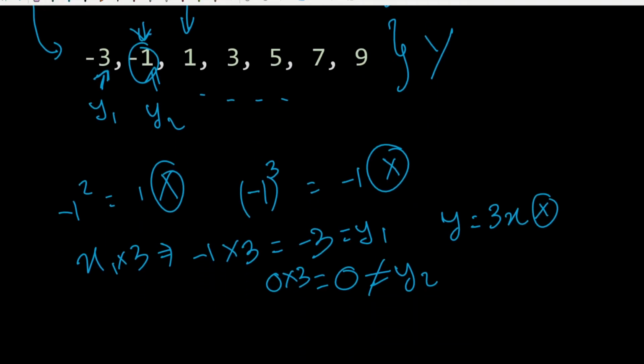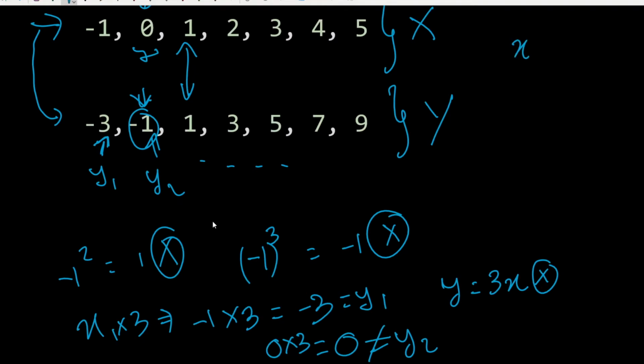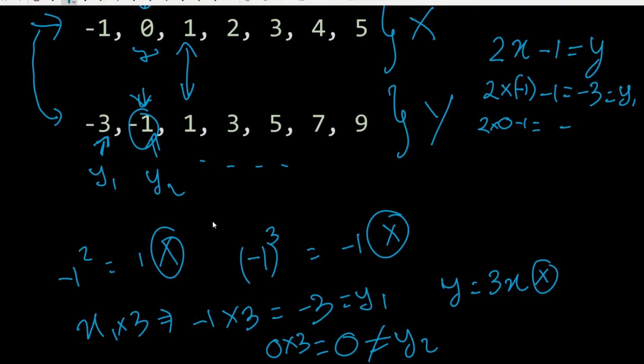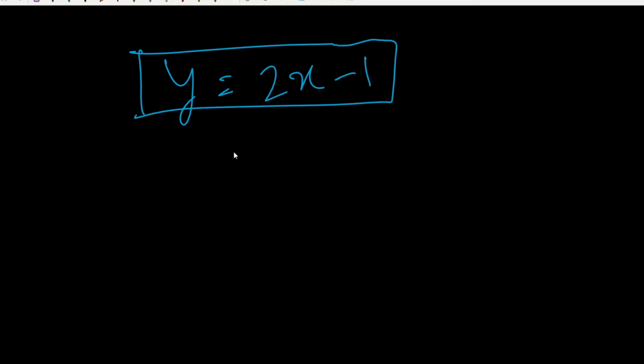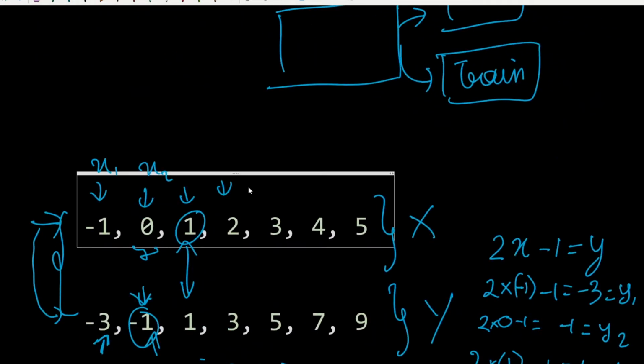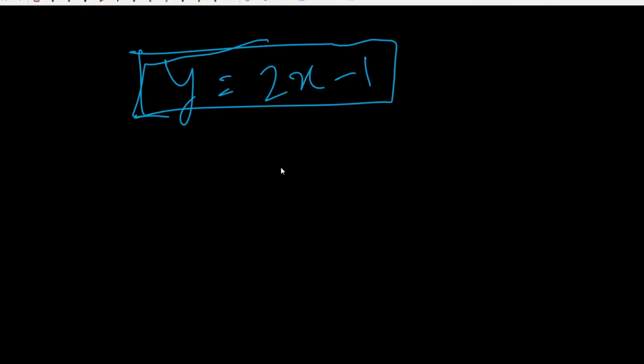So after further hit and trial, I can say that if I multiply my x by 2 and subtract 1 from it, I will get y. So when my x is -1, I multiply it by 2 and then subtract 1 from it, I will get -3, which is equal to y1. If my x is 0, so 2 multiplied by 0 minus 1 is equal to -1, which is equal to y2. And when I take x3, so 2 multiplied by x3, which is 1, minus 1 is going to give me 1, which is equal to y3, and so on. So I can say that this function, that is y is equal to 2x minus 1, satisfies this condition.